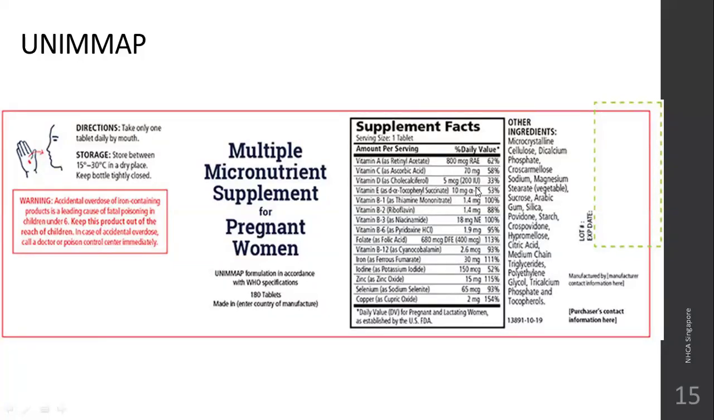Vitamin E, vitamin B1, B2, B3, B6. Folate is also available. Vitamin B12 is also available. The majority of the vitamins are available. Iron, iodine, zinc, selenium, copper. Okay, these all are available. And among other ingredients used here, you can see some fiber like cellulose. Some fiber is also used, phosphate, sodium, magnesium, sucrose. Okay, so only one tablet on a daily basis, orally, they have to take.